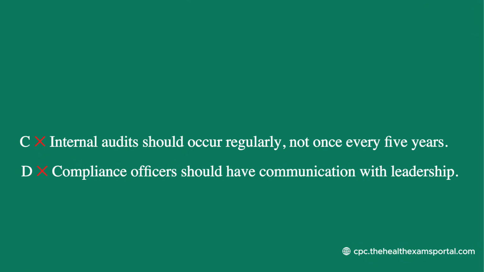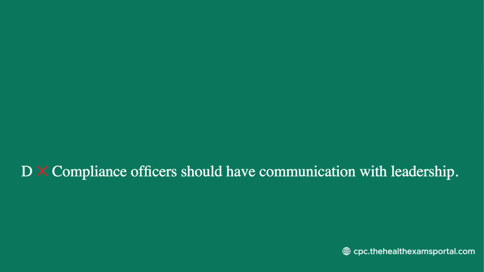Option C is incorrect because effective compliance programs require regular monitoring and internal audits. Waiting 5 years between audits would not allow an organization to identify and correct potential compliance issues in a timely manner. Option D is incorrect because excluding the compliance officer from management discussions prevents effective oversight. Compliance officers need appropriate communication with leadership to identify risks, address concerns, and support compliance efforts.